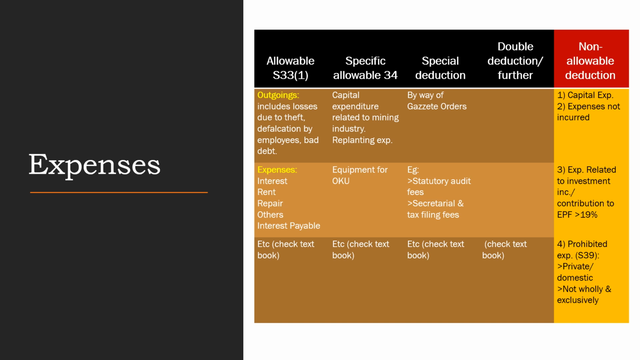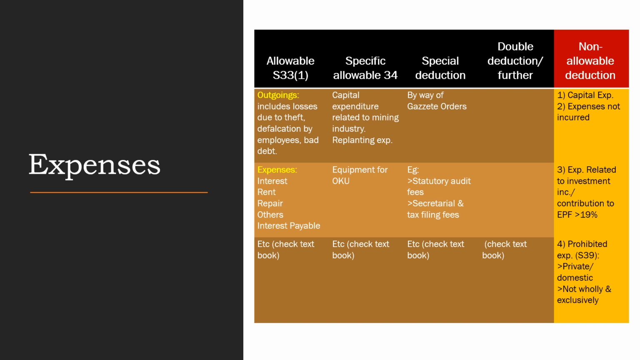Next, double deduction or further deduction. Double deduction is also given by way of the Income Tax Act, but it also can be provided according to gazette orders or incentives through the budget. Double deduction such as salaries for disabled persons. For example, if the annual salary is 12,000, the company may deduct 24,000, that is double deduction.